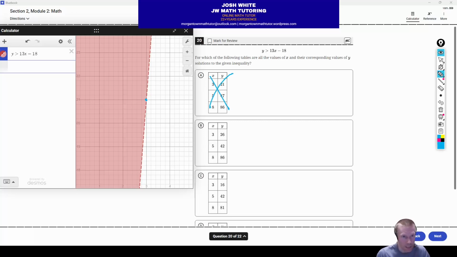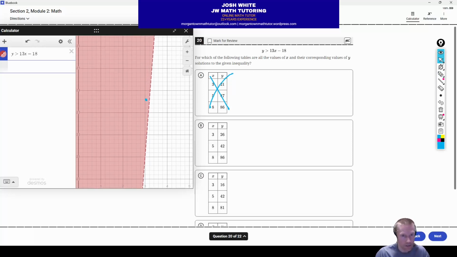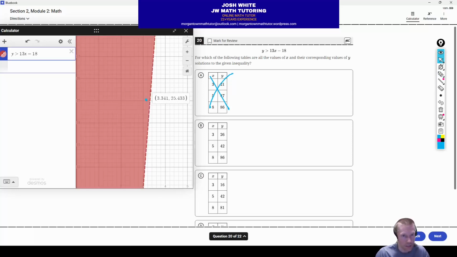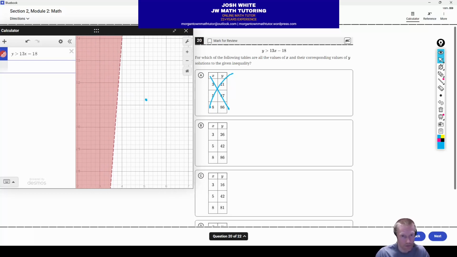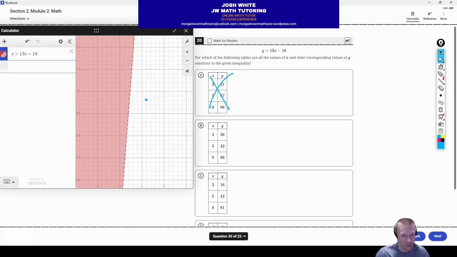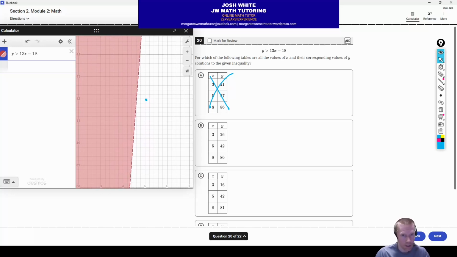And then if you go to B, if you keep scrolling up, you'll see 326. So again, I'm still on 3. Move it up here. Okay, 326. Is that a solution? Yep. All right, now we've got to look at 542. So we keep scrolling up. Okay, I'm going to put my dot right on 542. Is that a solution? No, it is not. So get rid of it.